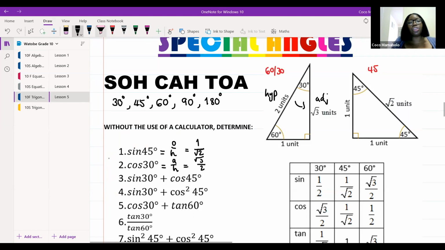Now I want you guys to do this one. Give me the answer in the chat. What is sine of 30 degrees? Use your 60-30 triangle and tell me. Sine of 30 degrees is how much? Use your 60-30 triangle, guys, and give me an answer in the chat.